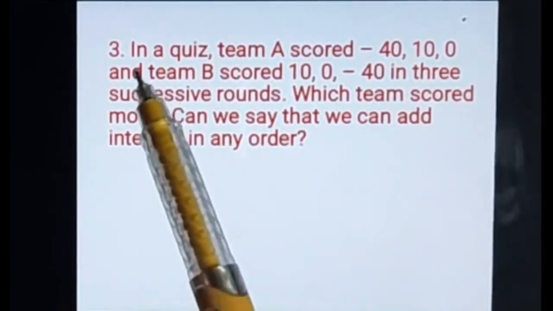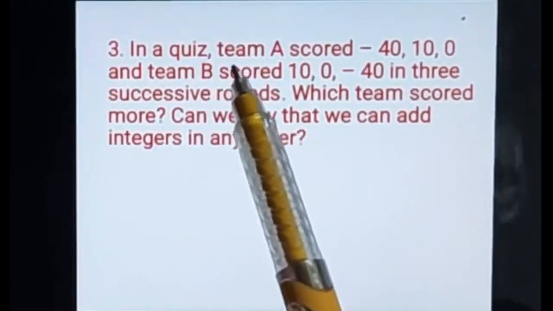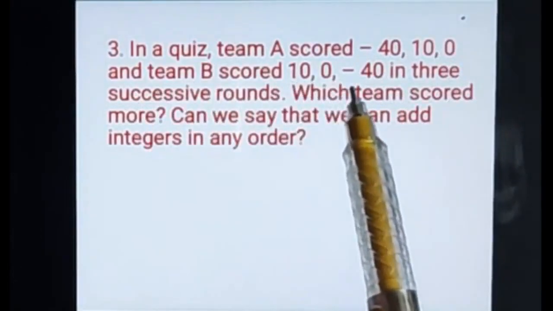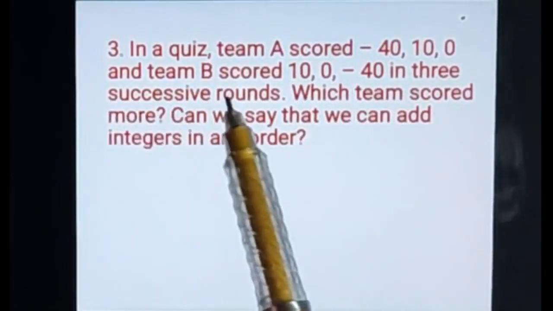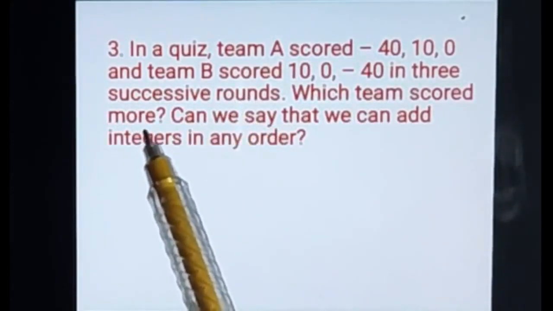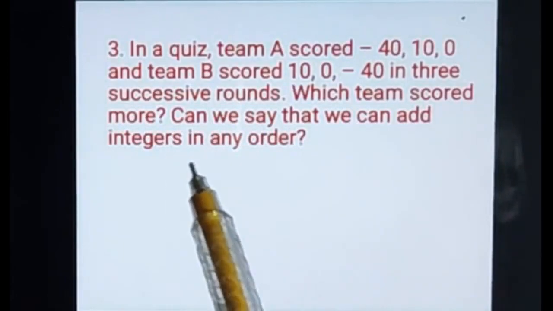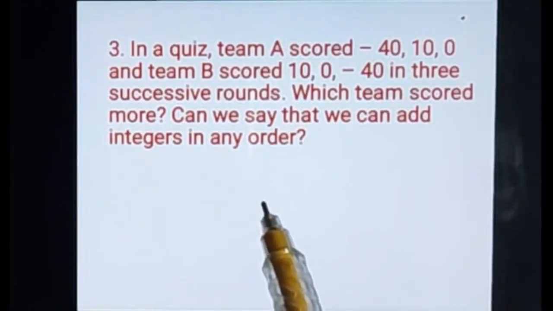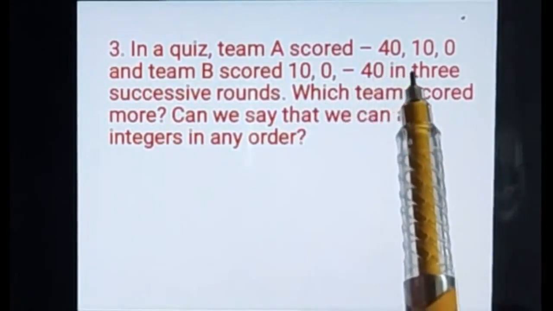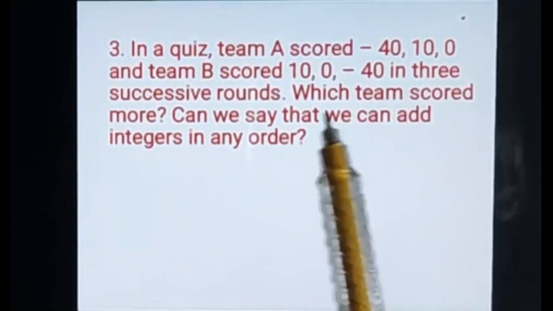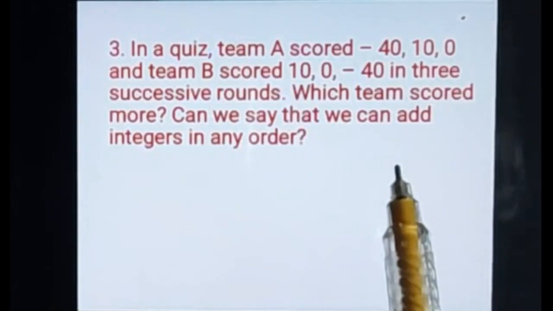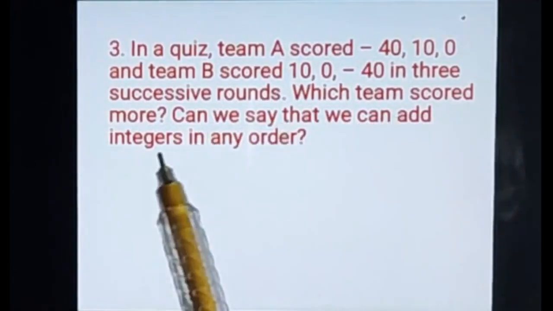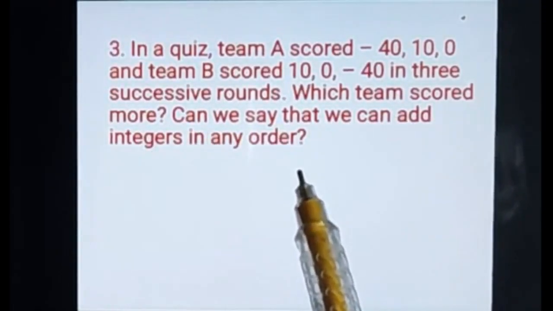Number 3 states that in a quiz, team A scored 40, 10, 0 and team B scored 10, 0, minus 40 in 3 successive rounds. Which team scored more? Can we say that we can add integers in any order? To solve this, we have to do the addition and compare both the totals for team A and B, and after solving that we have to say whether we can add integers in any order or not, like what we did yesterday in commutative.